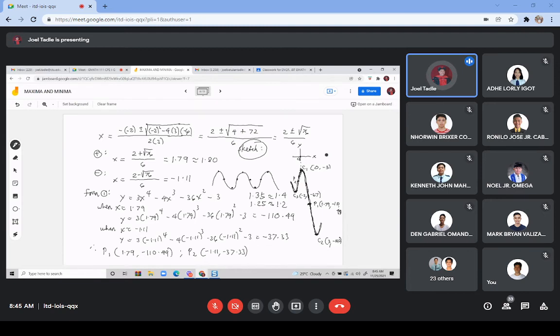The second point of inflection is negative 1.11, so to the left, then downward negative 37.33. Okay?